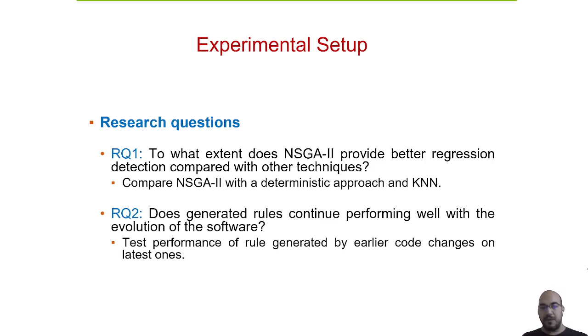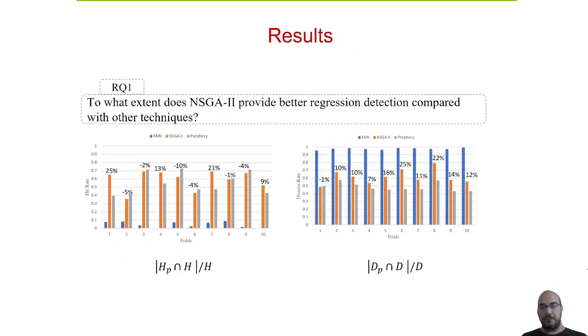So for the first research question, we have performed the comparison in terms of hit rate and dismiss rate between NSGA2 and Perfecy, which is one of the state-of-the-art deterministic algorithms to characterize performance regression introduced by code changes, and we also tested against the KNN algorithm. And clearly from those results, we can see that Perfecy and KNN are comparable to NSGA2, at least for the dismiss rate, especially KNN, right?